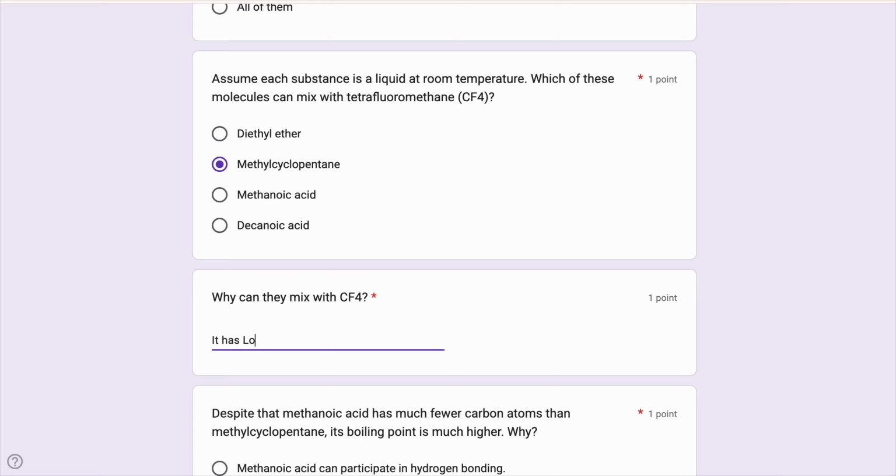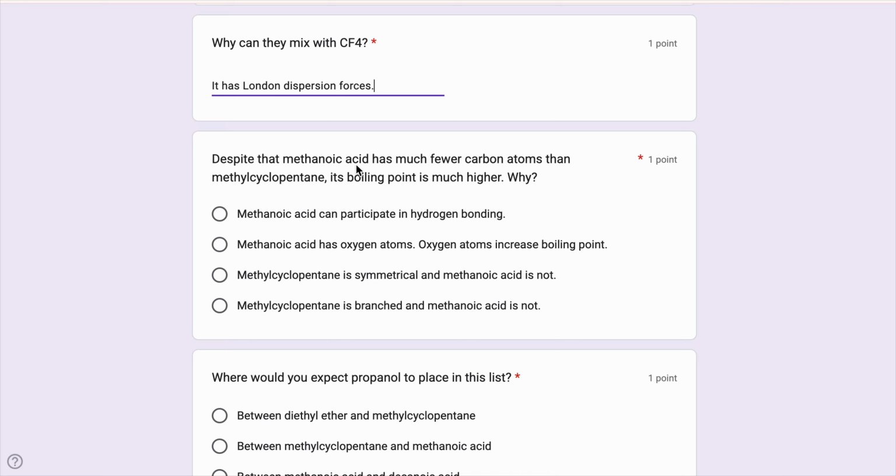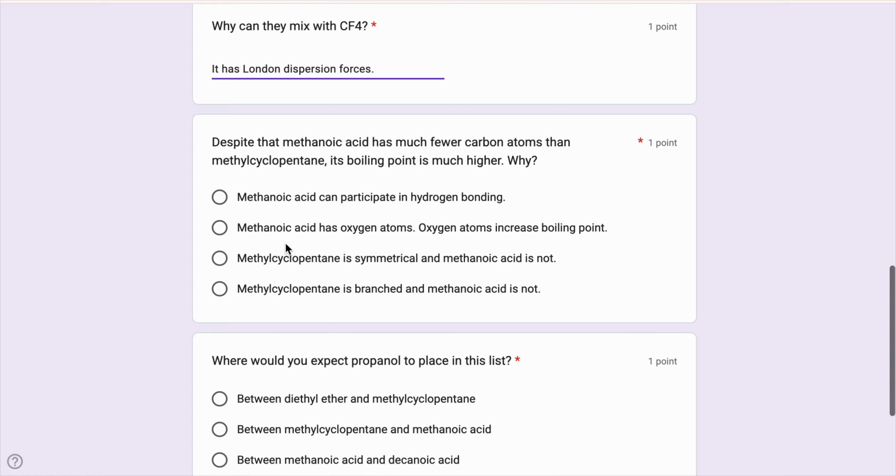It has London dispersion forces. Despite that, methanoic acid has much fewer carbon atoms than methyl cyclopentane. Its boiling point is much higher. Why? Methanoic acid has oxygen atoms. Oxygen atoms increase boiling point.